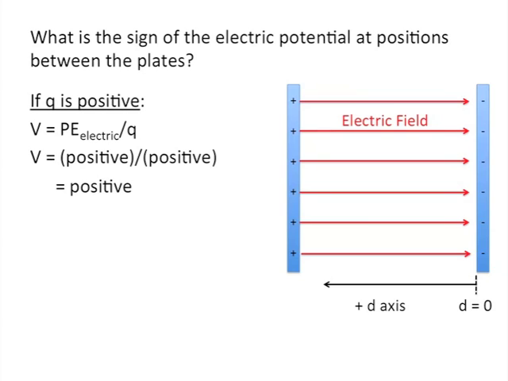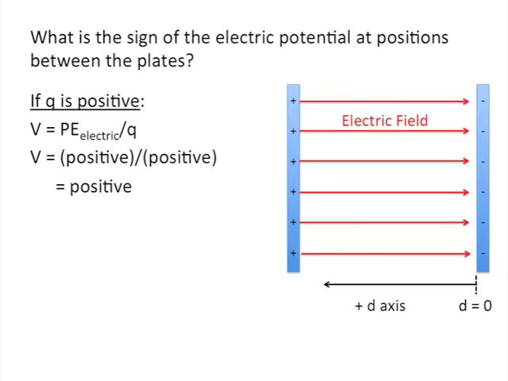What is the sign of the electric potential at positions between the plates? So anywhere not at the negative plate. Well, let's take a look at what happens in our equation if the charge Q is positive. If the charge Q is positive, then the electric potential energy of that charge anywhere between the plates will be a positive number. We looked at that in a previous lesson. Then divided by the charge, which is positive, you have a positive divided by a positive, which gives you a positive number for the potential.